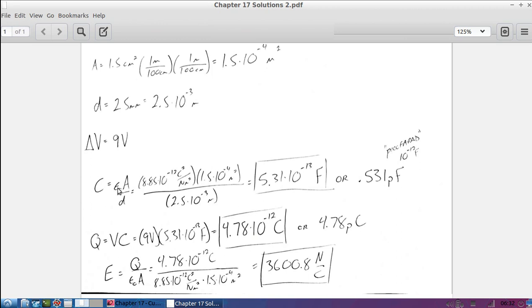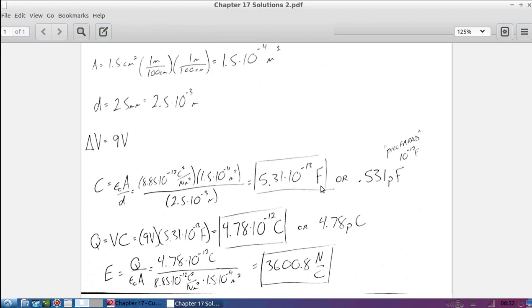I have the permittivity of free space, that constant. I'm given the cross-sectional area and the distance. So it's just epsilon naught times A over D. When I calculate that, I'm in units of farads. So I get 5.31 times 10 to the negative 13 farads.